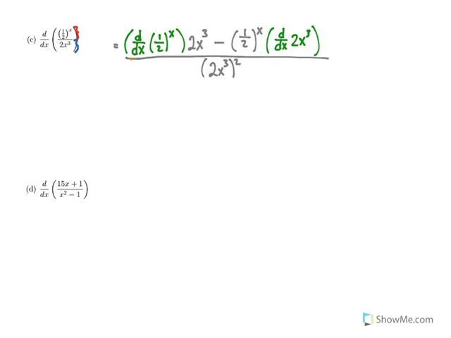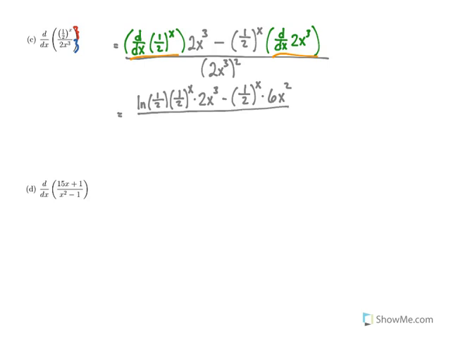So once again, we have two derivatives to take care of. First of which is an exponential. We're going to have natural log of 1/2 times 1/2 to the x, and all of that times 2x cubed. And the second, we have 2x cubed, which is going to be a power rule. It's going to be 2 times 3x squared, which is 6x squared.